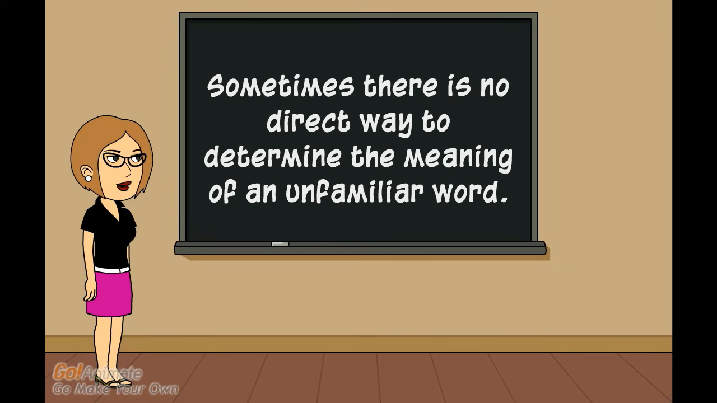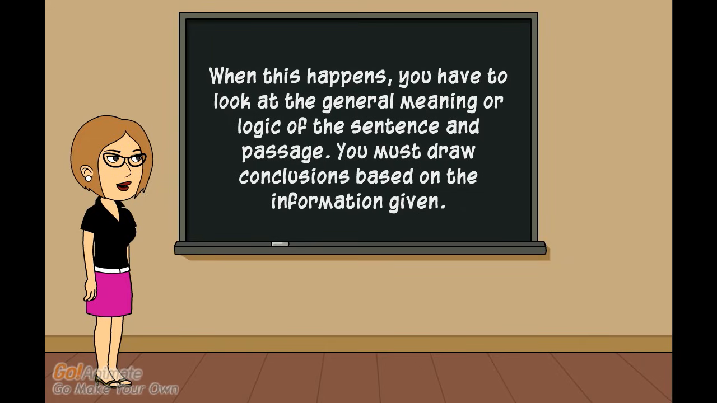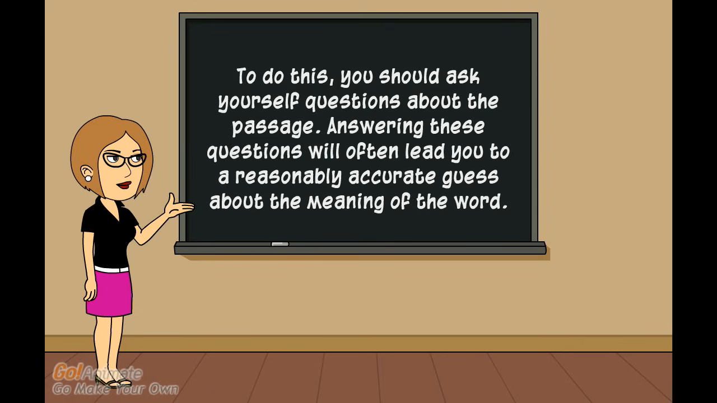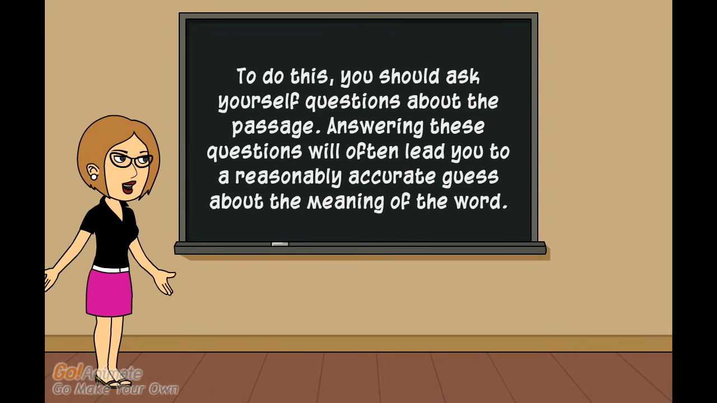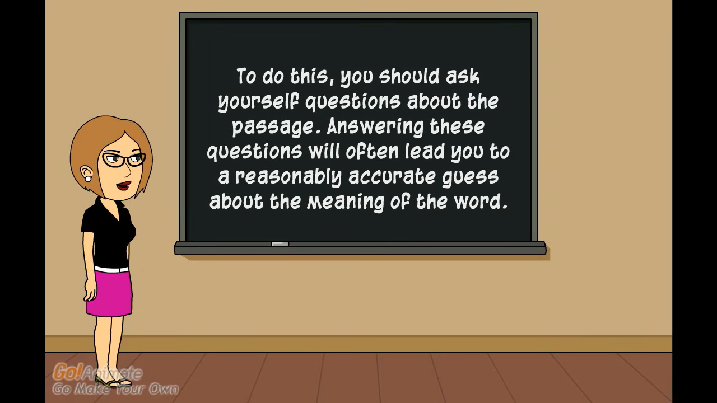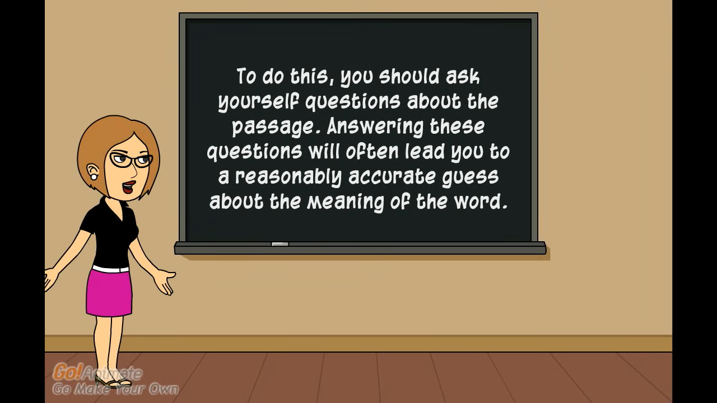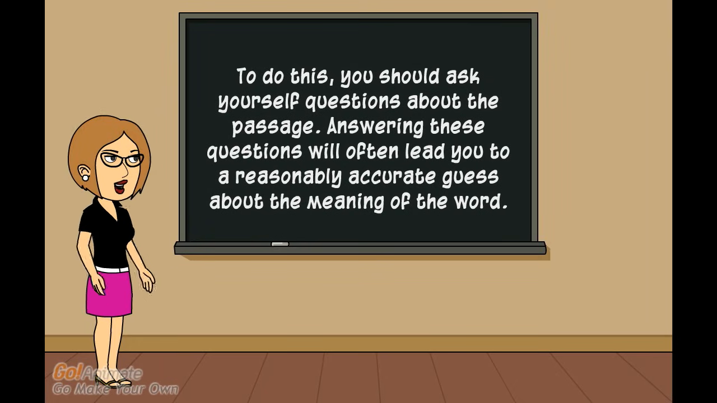The final type of context clue is logic. Sometimes there is no direct way to determine the meaning of an unfamiliar word. When this happens, you have to look at the general meaning or logic of the sentence and passage. You must draw conclusions based on the information given. To do this, you should ask yourself questions about the passage. Answering these questions will often lead you to a reasonably accurate guess about the meaning of the word.